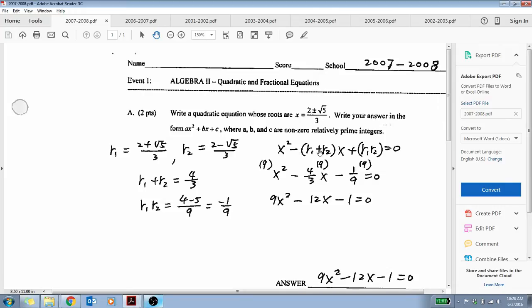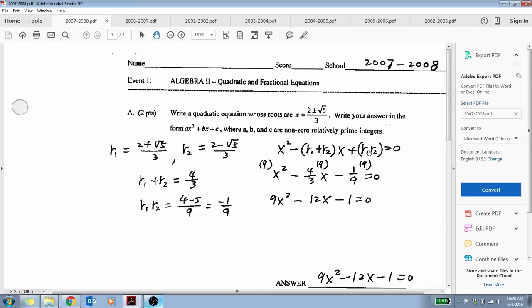So let's define r1 plus r2. For this coefficient, I'm going to add the roots together. So the roots we know are 2 plus square root of 5 over 3, and then 2 minus square root of 5 over 3. When I add those together, and I'm assuming you can work through the details on your own, you're going to get 4 over 3. So your coefficient's going to be 4 over 3, and make sure you make it a minus.